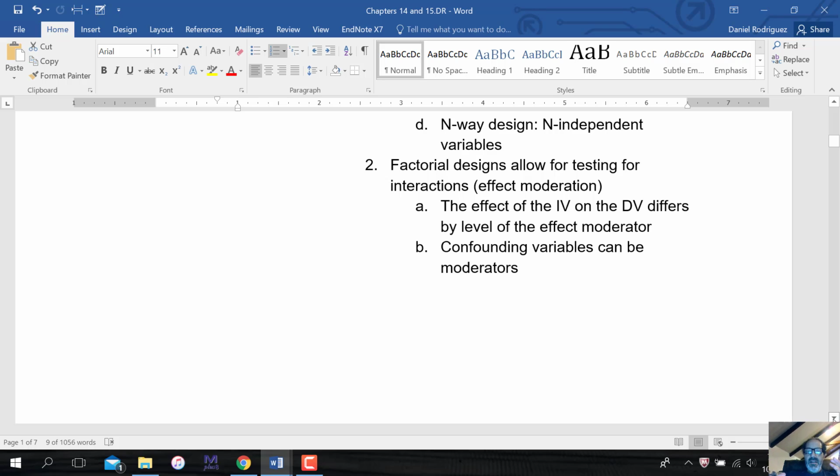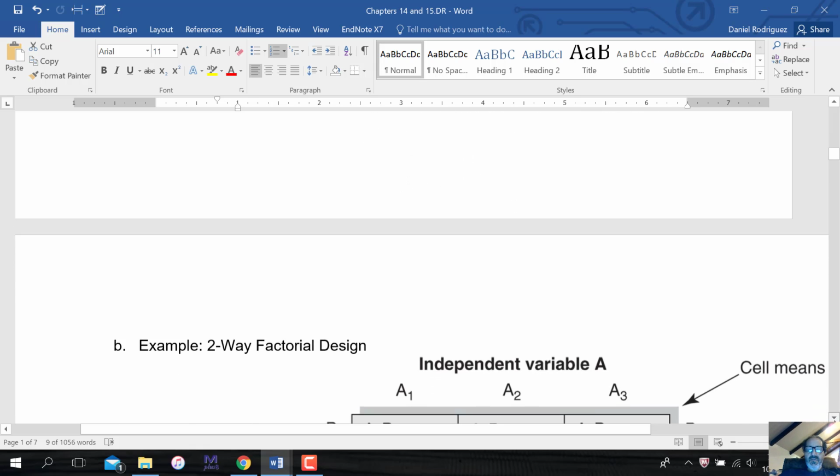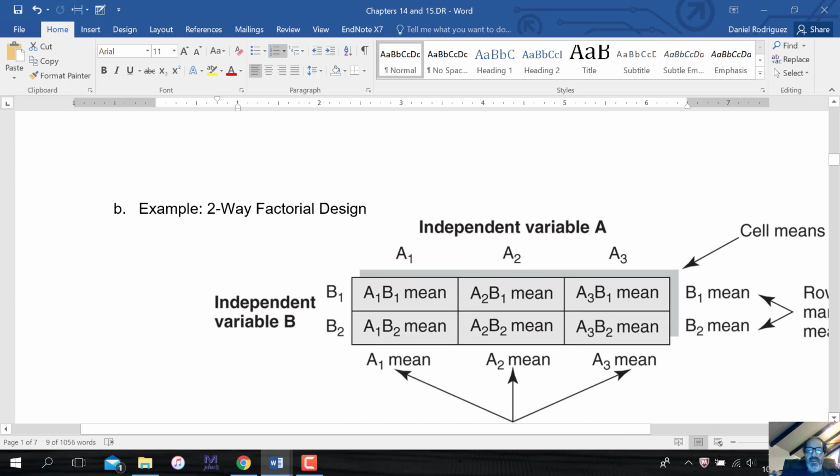So that's what's called a moderated effect. We would say that sex is an effect moderator because it moderates the effect of the independent variable on the dependent variable. So there's different effects for males and females. That's what I mean by moderation, and factorial designs allow us to test for that. I also mentioned that the confounding variable could be a mediator, and we'll talk about that in a second. By the way, a confounding variable is a variable that's related to both the independent variable and the dependent variable. So you always have to account for confounding variables.